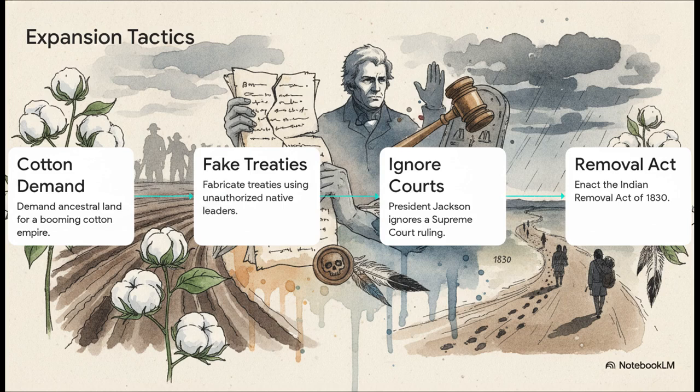As the settler population exploded and a booming cotton empire demanded more and more land in the Deep South, the U.S. government just started playing dirty. We're talking fabricating treaties, using unauthorized native leaders, and, incredibly, President Andrew Jackson completely ignoring a Supreme Court ruling that actually protected the Cherokee Nation. All of this ruthless maneuvering paved the exact way for the Indian Removal Act of 1830.